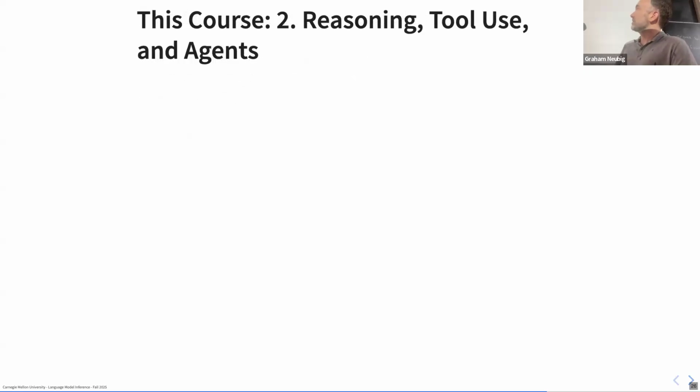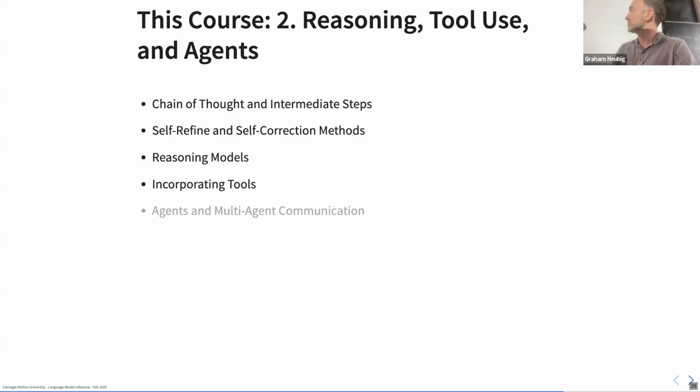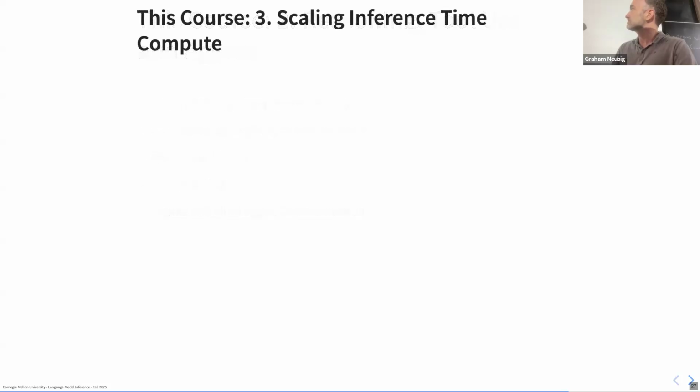Next, we're going to be talking about reasoning, tool use, and agents. These are basically topics where we do chains of thought and intermediate steps, self-refine and self-correction methods, where we go in and correct the outputs, reasoning models, and incorporating tools in inference, where you can make calls to external tools and do inference, and then agents and multi-agent communication.